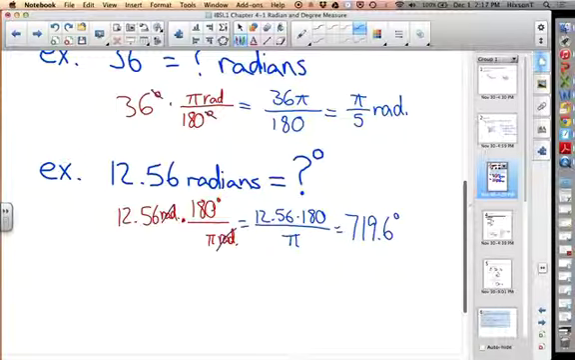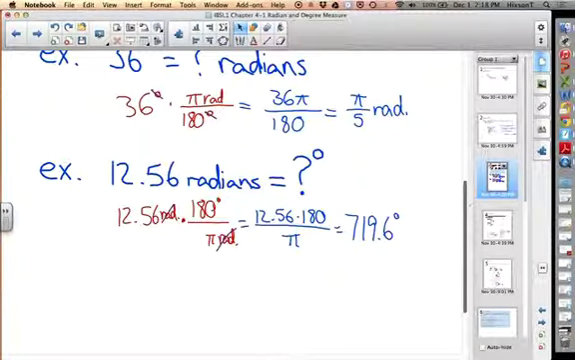Where's the pi? The pi is right here. I went ahead and actually divided by the value of pi rather than leaving it in terms of pi, because we're getting it in degrees. So when you're dealing with radians, leave the pi in there. When your answer is in degrees, go ahead and get a decimal answer.